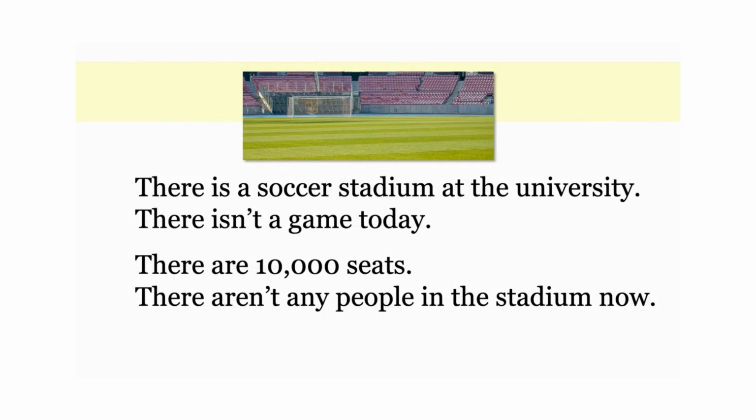Okay, now you understand how to use there is and there are. So when we read these sentences, you can see why there is and why there are, or the negative, there isn't, there aren't. Let's read it one more time. There is a soccer stadium at the university. That's singular. There isn't a game today. That's singular and negative. There are 10,000 seats. That's plural. There aren't any people in the stadium now. That is also plural and also negative.